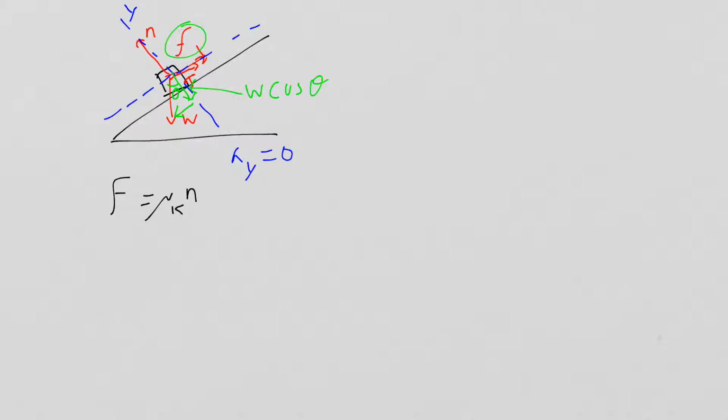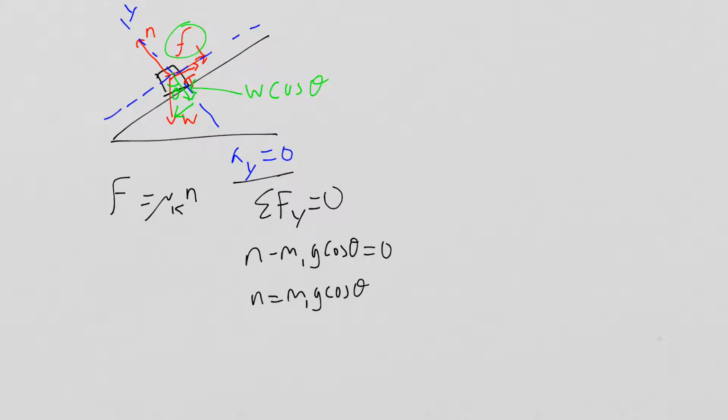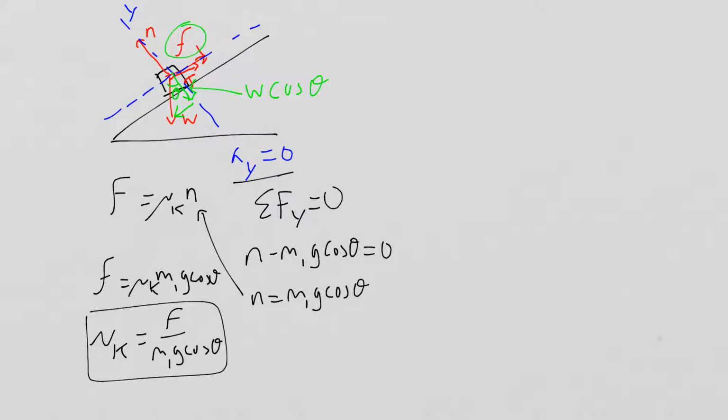And we already know the normal force is entirely in the vertical direction. So if we write the net vertical force on block 1 is 0 because of that, then the normal force minus the weight times cosine theta, or m1 g cosine theta, equals 0, or the normal force equals m1 g cosine theta, which we can then substitute right up in there. And if we rearrange to solve, we get mu k is F over m1 g cosine theta. So it's possibly easier than you might have first thought.